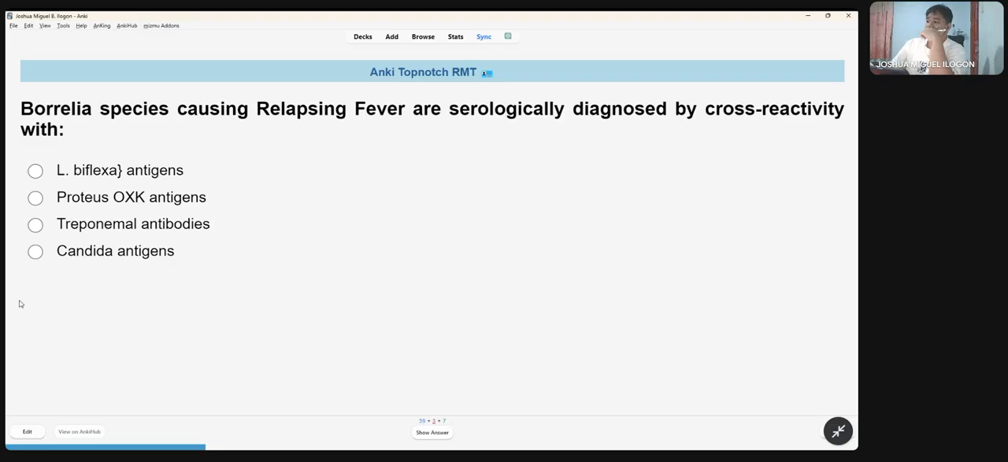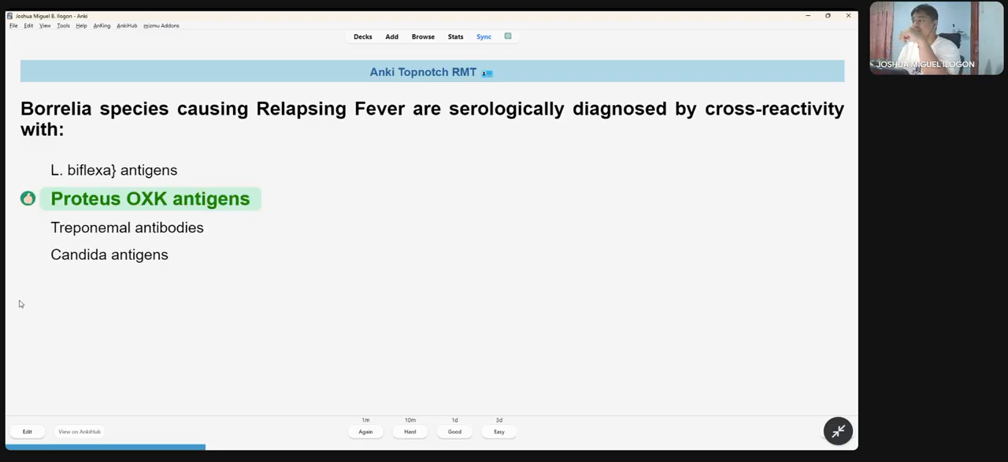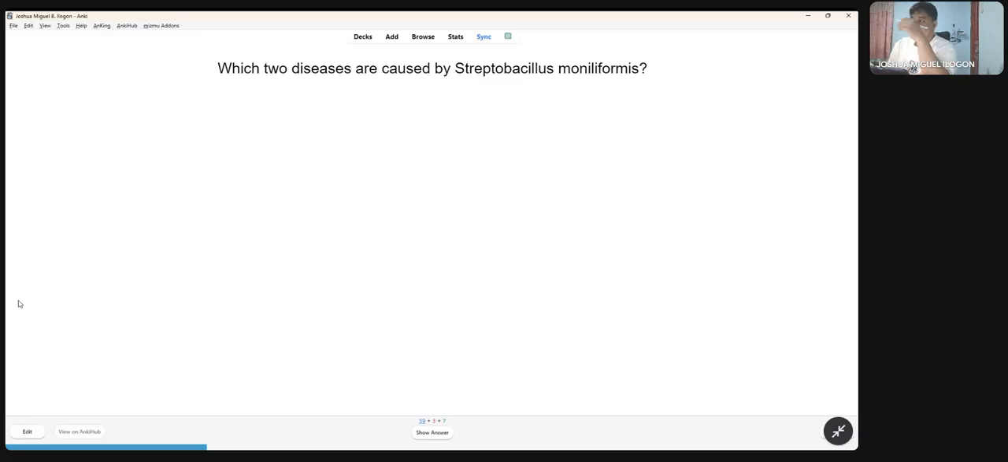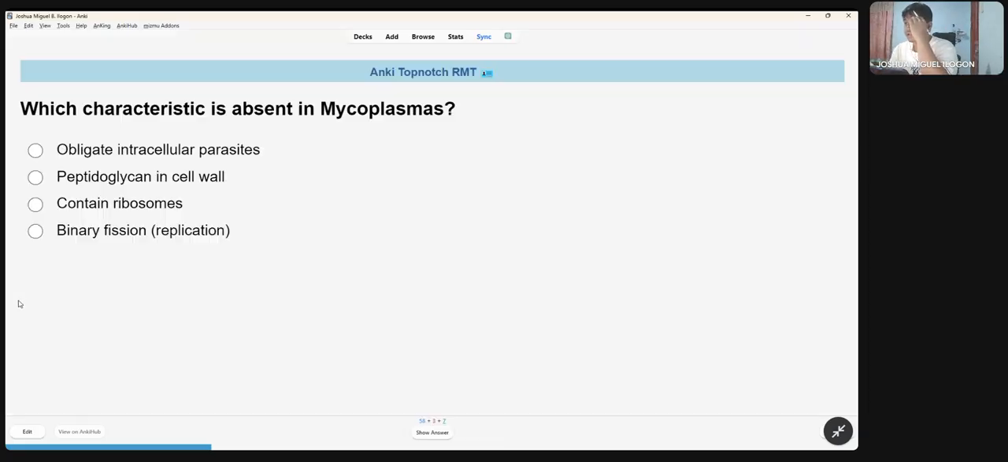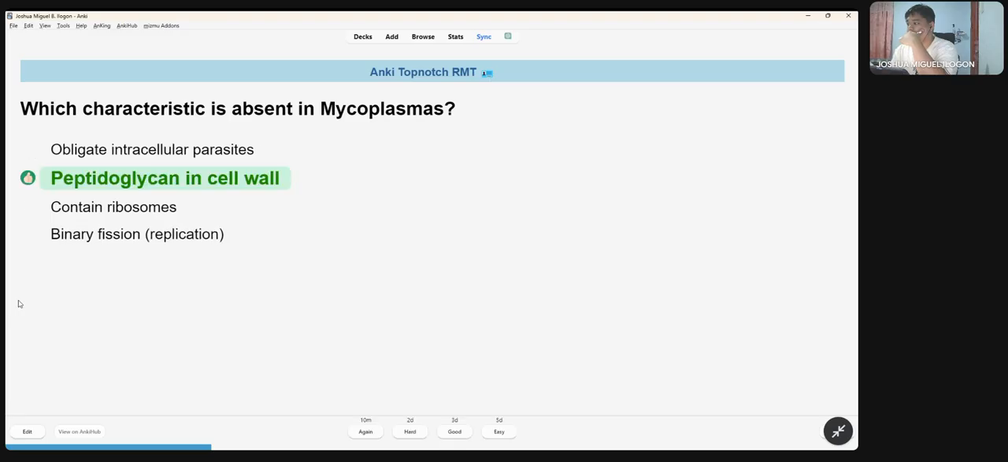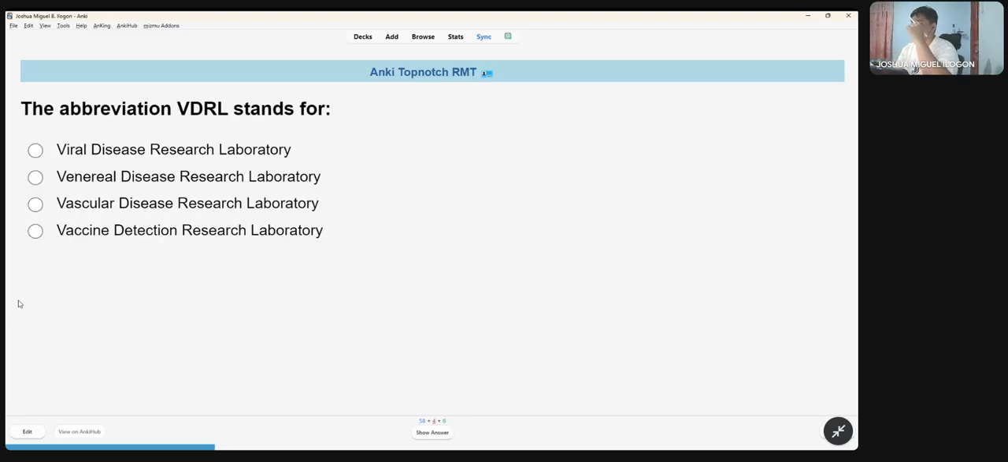So relapsing fever na siya, cross-reactivity. Oh, it's K. Oh, I don't know that. Rat bite fever, Haverhill fever. Binary fission. Absent in mycoplasmas.